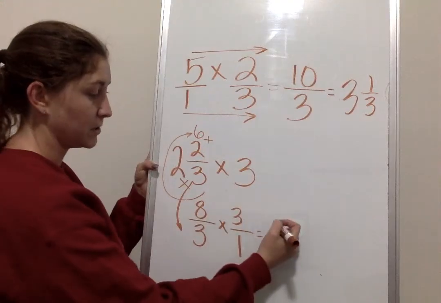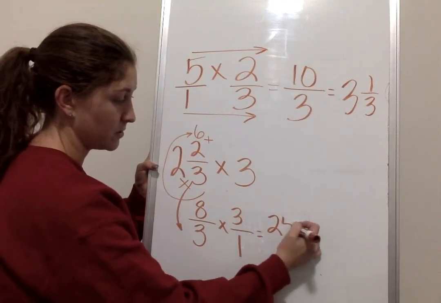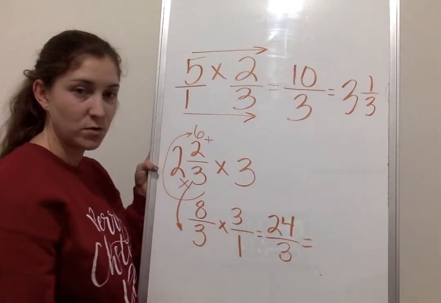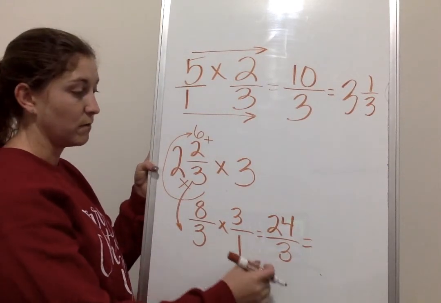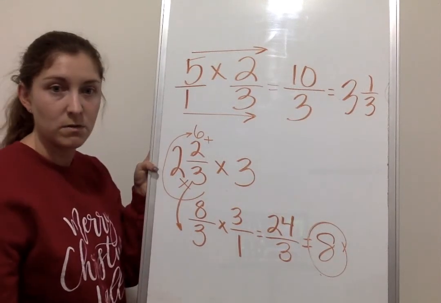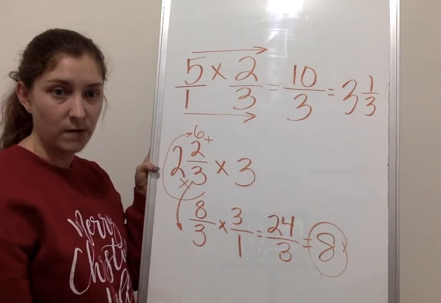Now I can multiply straight across. 8 times 3 is 24. 3 times 1 is 3. I have 24 thirds. 24 divided by 3 is 8. So therefore I would get a final answer of 8.